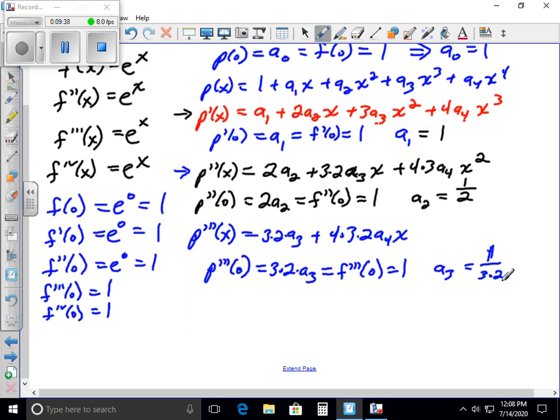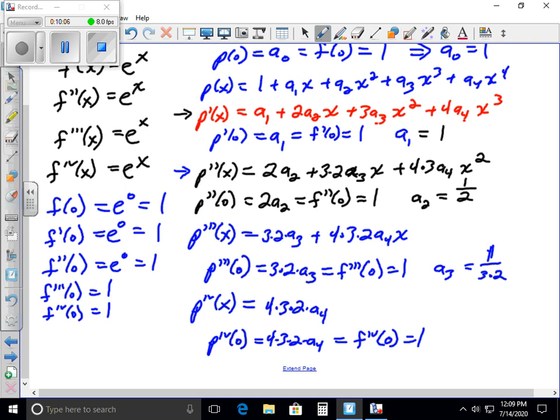And then lastly, our fourth derivative of the polynomial would be 4 times 3 times 2 times a sub 4. When we substitute a 0 into that, we would get 4 times 3 times 2 times a sub 4. That should equal f's fourth derivative at 0, which is 1. So a sub 4 is 1 over 4 times 3 times 2.